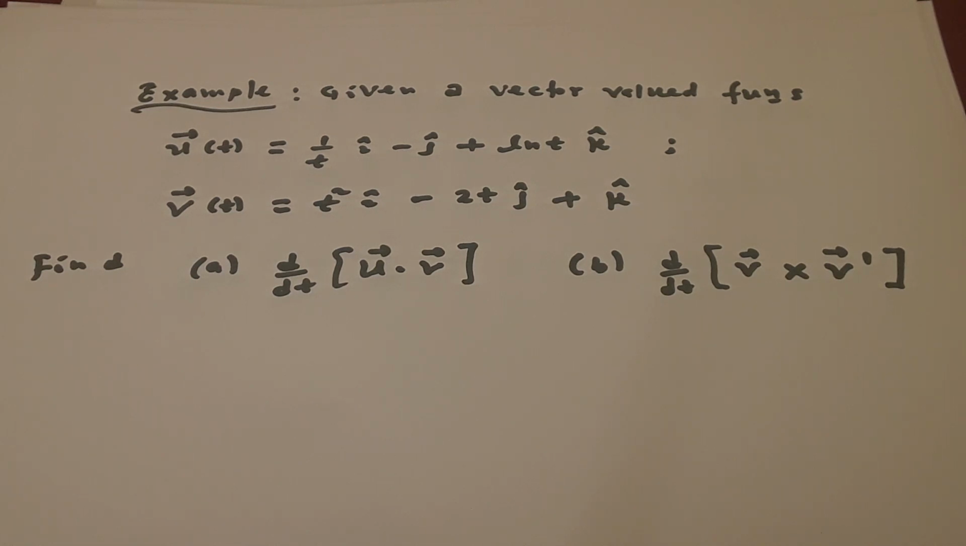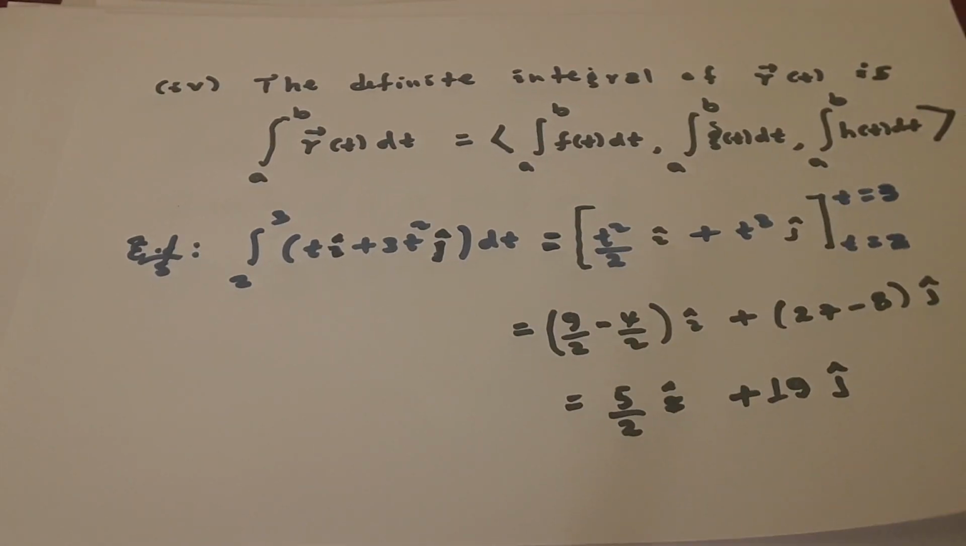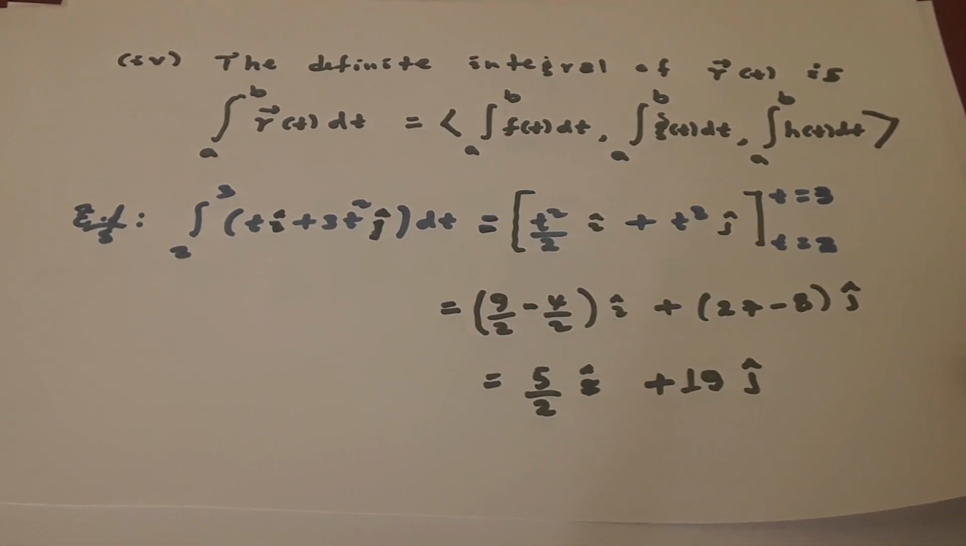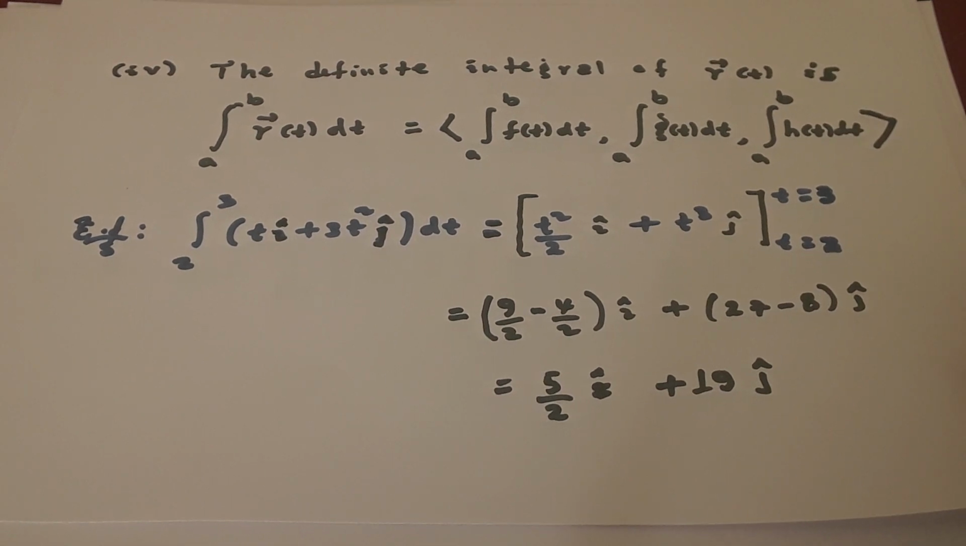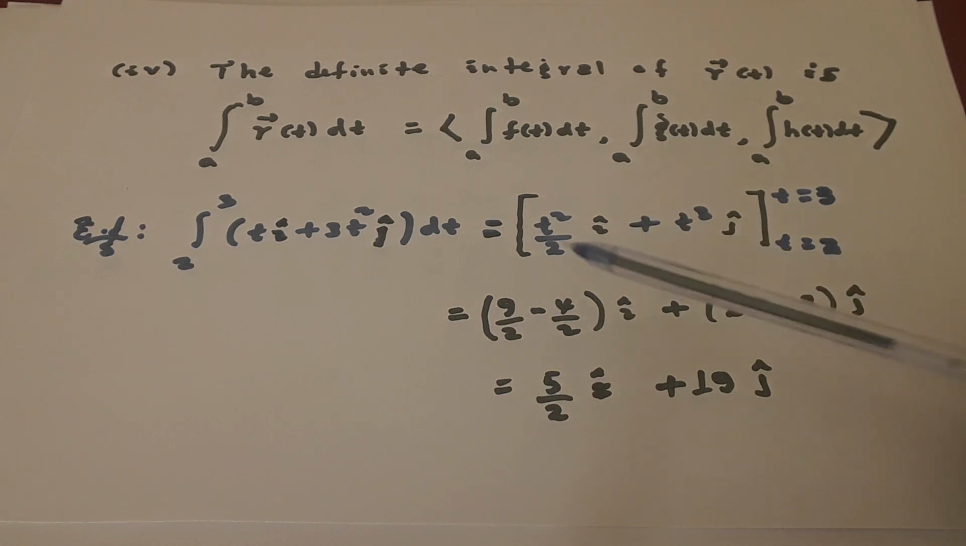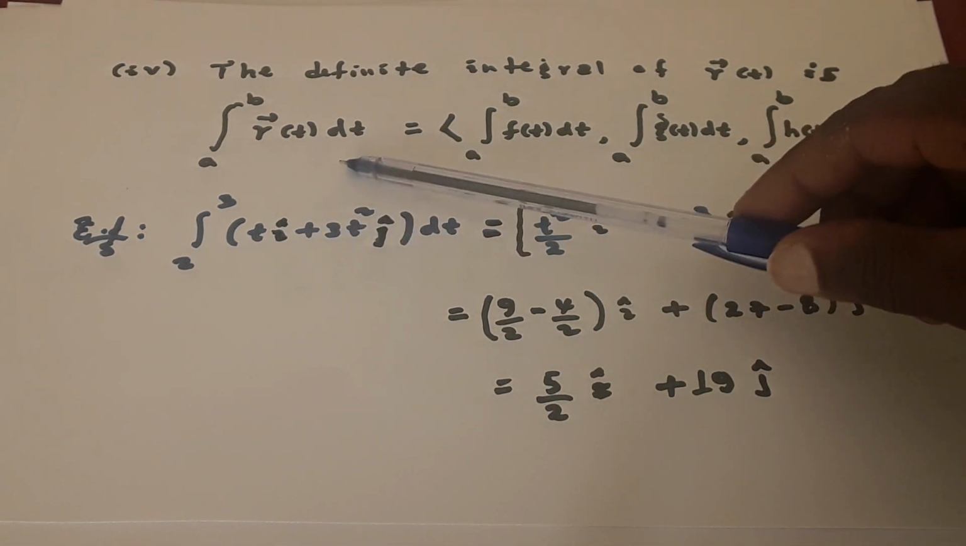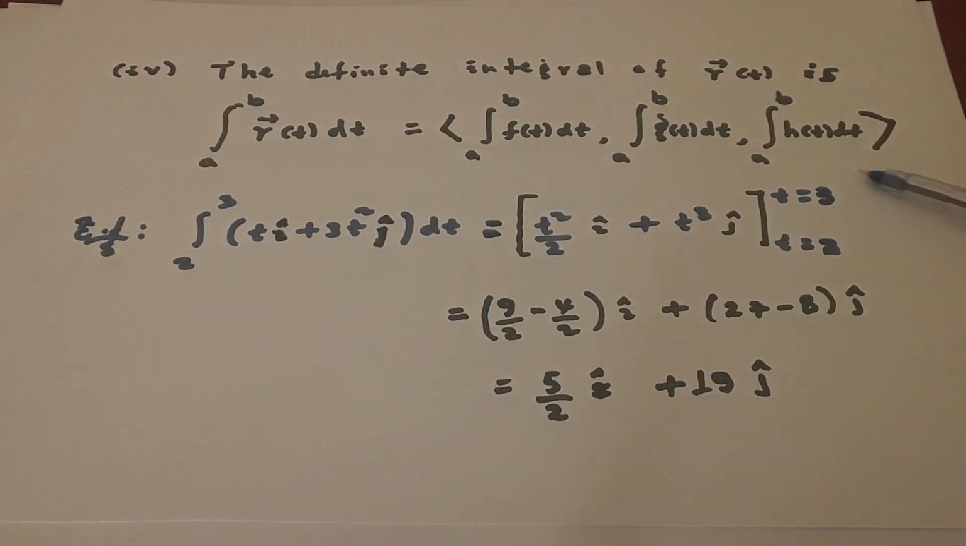Besides this, we also have another calculus: integration of a vector valued function. The definite integral of the vector valued function r(t) from a to b means term-wise integration. Individual components should be integrated from a to b: the integral from a to b of f(t), then of g(t), and of h(t), with the other values respectively.